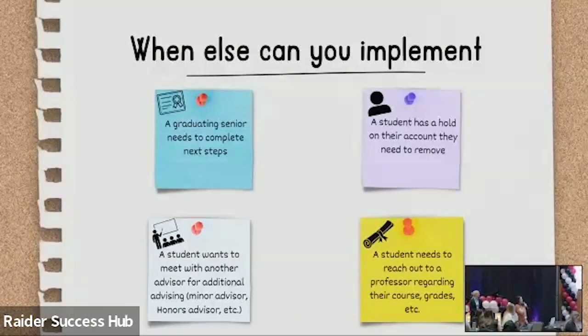All right, so you're probably thinking, when else can you implement this appointment or this task or to-do list? Say you have a graduating senior and they need to complete a next step, such as their graduation plan, right? Or their graduation form. I forgot what it's called. I apologize. And a student has a hold on their account they need to remove, as well as the student wants to meet with another advisor for additional advising, such as a minor advisor or honors college. And a student needs to reach out to a professor regarding their course and grades. They will see those tasks listed on their Raider Success Hub for them to complete, as well as the academic advisor. They can see if they've completed those tasks or not.